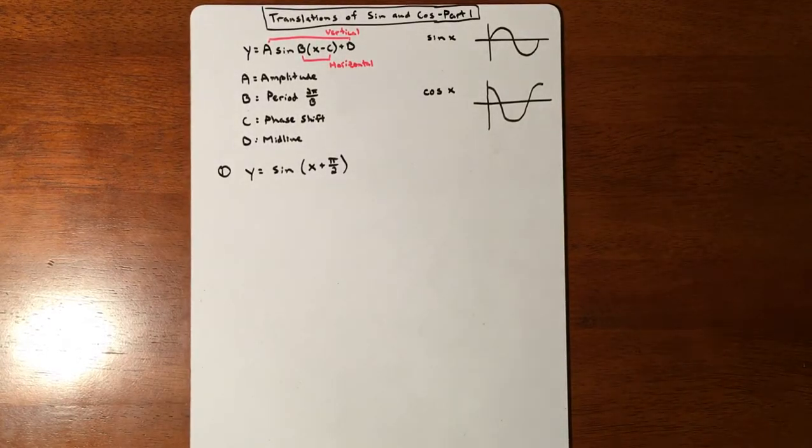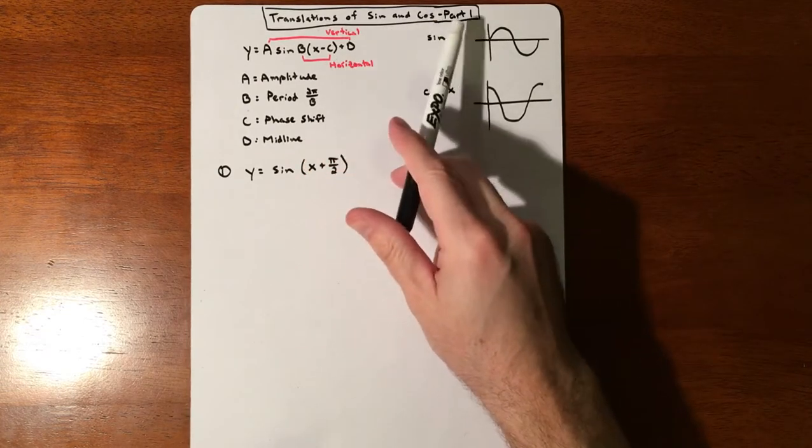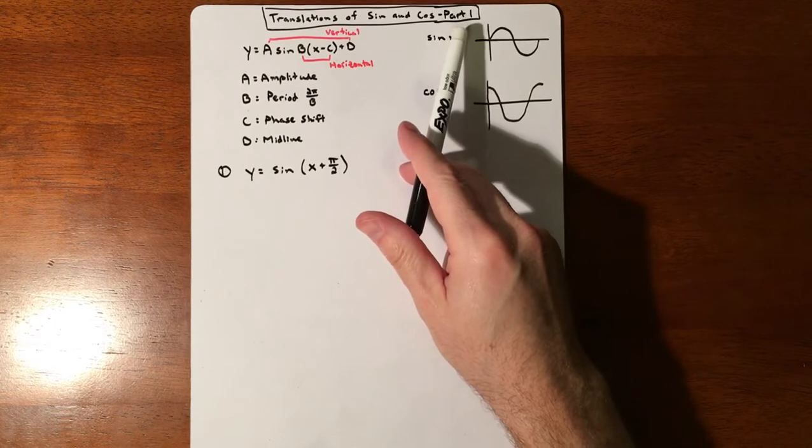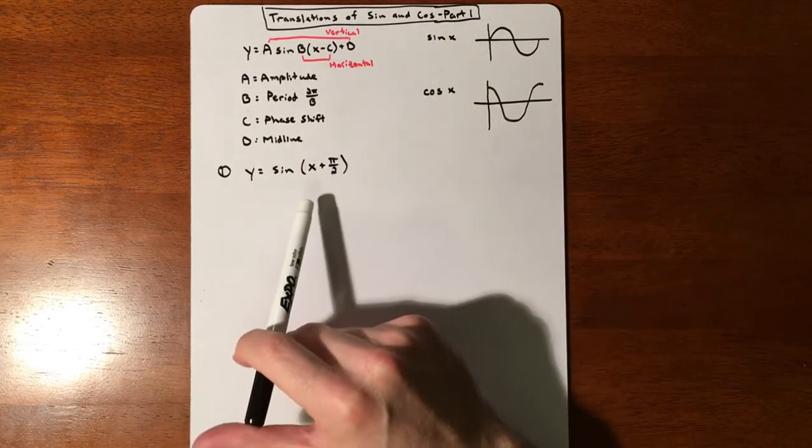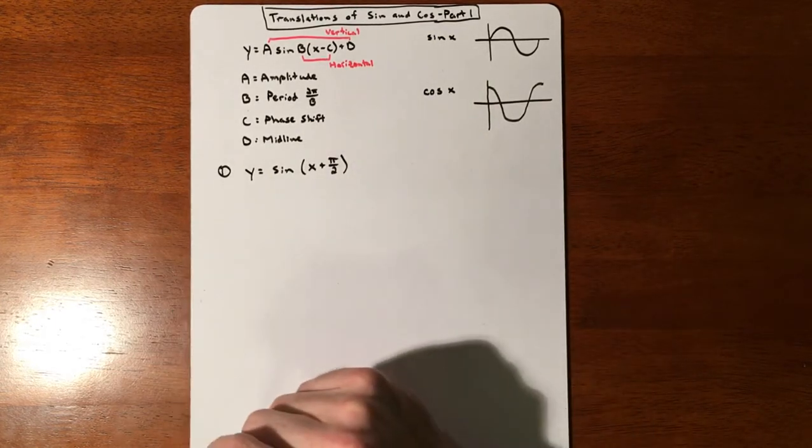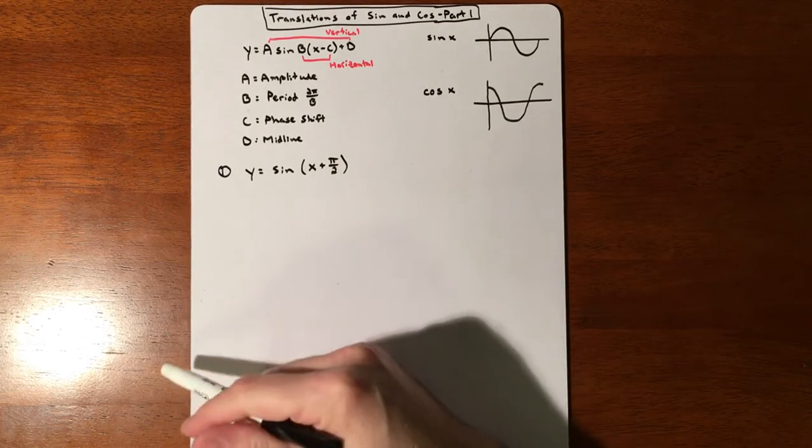All right, in this lesson, we are going to be messing with translations of sine and cosine. This is going to be part one of two different parts. We're going to do two different examples on this one, and then we'll do two different examples, a little more challenging, on the next part.